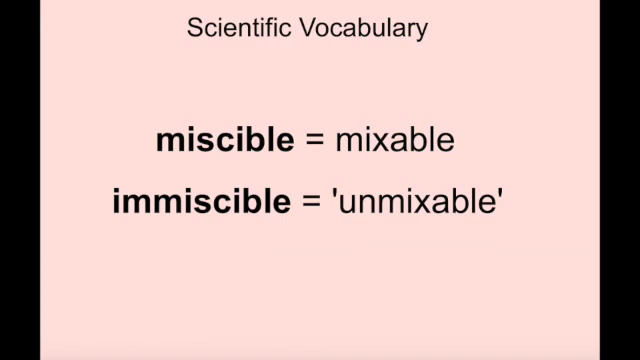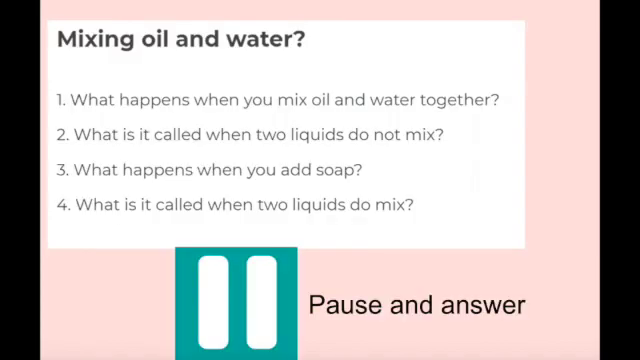Right, hope you enjoyed that. Our scientific vocabulary that we used there were miscible and immiscible. Miscible means mixable, immiscible means unmixable. They are our scientific words that we need to know. So miscible, immiscible, mixable and unmixable.